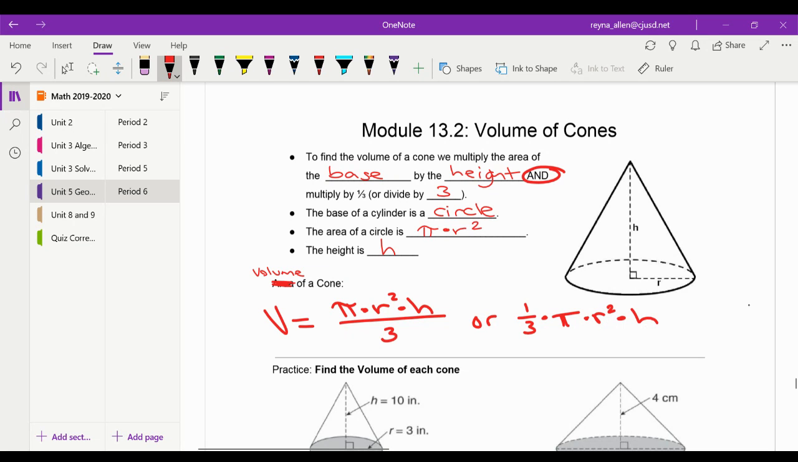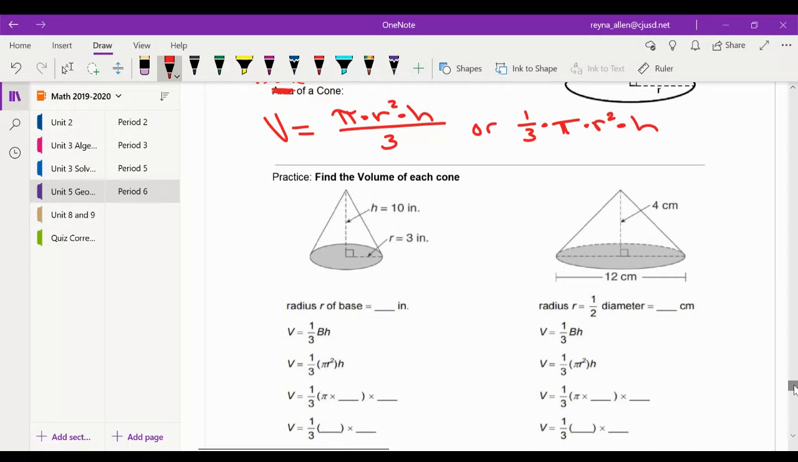Either one of those formulas works. I prefer the first one because dividing is usually easier. With 1/3, people say, I don't know how to put that in my calculator. It's just the same thing as dividing by 3. So let's take a look.